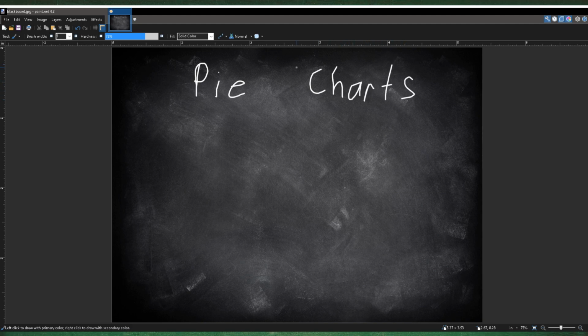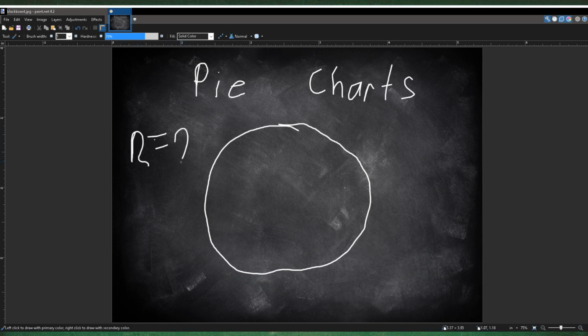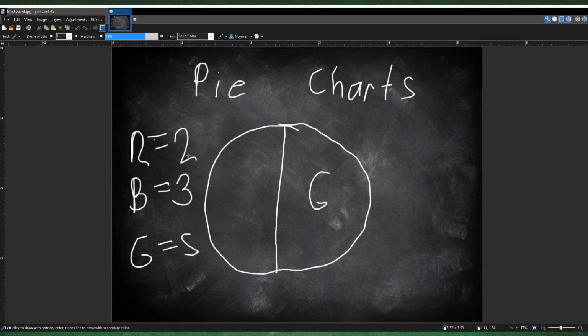So instead of putting everything in rectangles like for bar charts, now we're going to put it in a circle. Let's say red is 2, blue is 3, and green is 5. Because it's out of 10, since 2 plus 3 plus 5 is 10, half of this would be green. And then 2 of the remaining 5 is red. So right here is red, and this is blue.